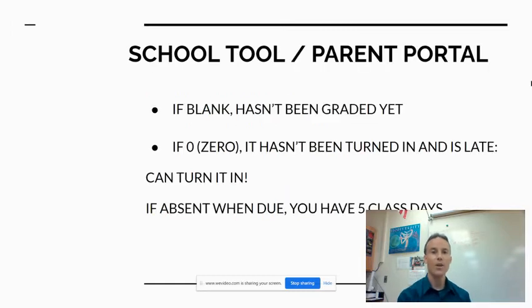How do you know what assignments are missing? The best thing to do is to go to School Tool. If there is a blank in the assignment, it means it hasn't been graded yet. It is something I have posted for them to work on. If there's a 0, it means it is late and I have not received it, but they may still complete it, typically with no penalty as long as it is within the marking period.